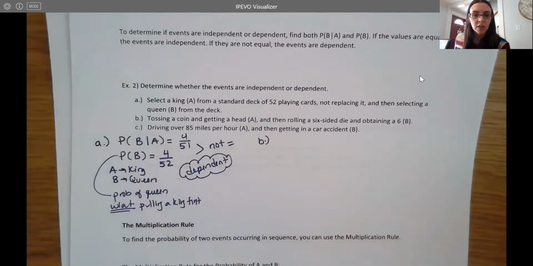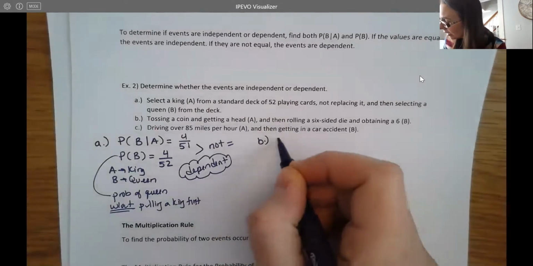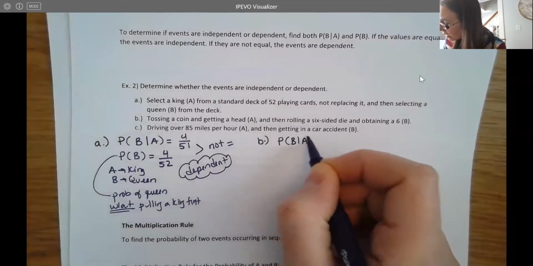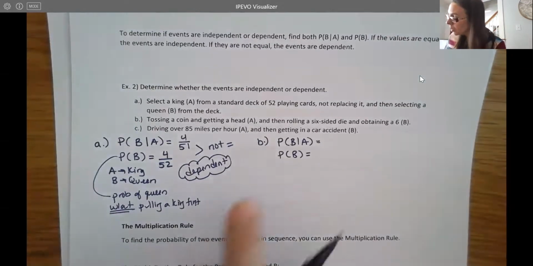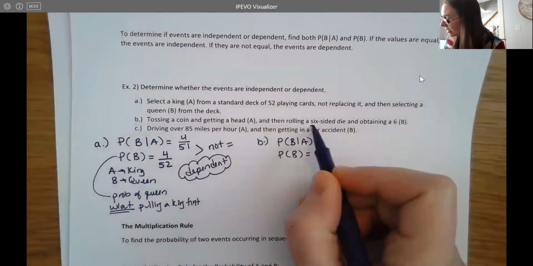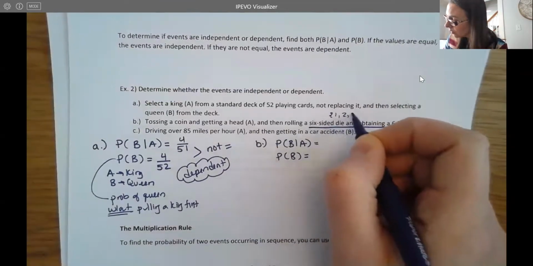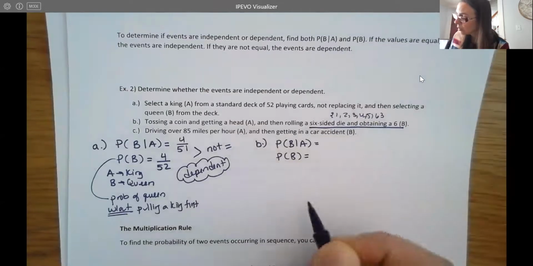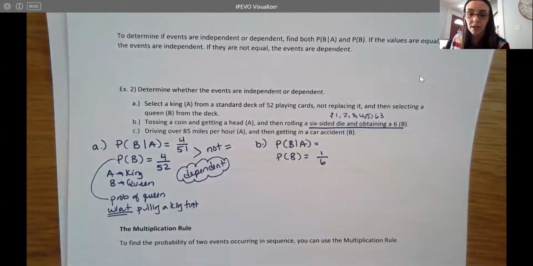In the second case, we're looking at tossing a coin and getting a head, and then rolling a 6-sided die and getting a 6 on it. Again, I'm comparing the probability of B given A and the probability of B. Let's do B first. The probability of just getting a 6 on a 6-sided die: my options are 1, 2, 3, 4, 5, or 6. So to get a 6, I have a 1 out of 6 chance, right? There's one number 6 and 6 numbers all together. So the chance of getting a 6 is 1/6.